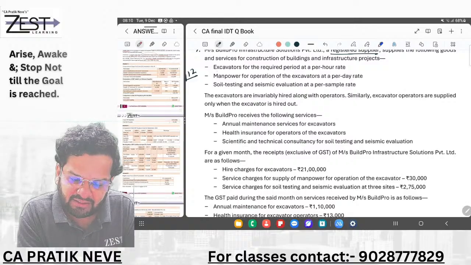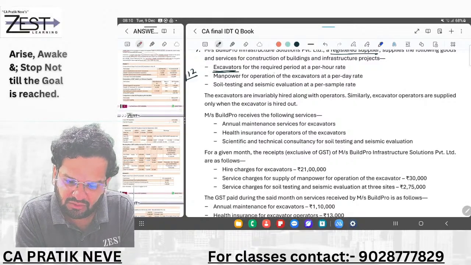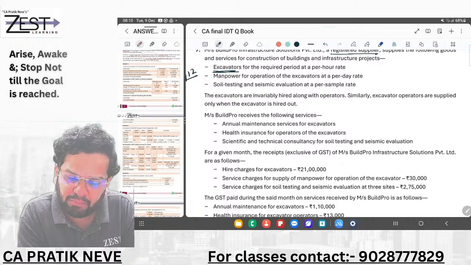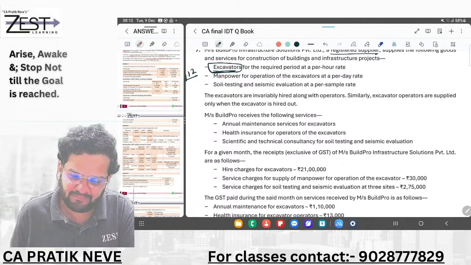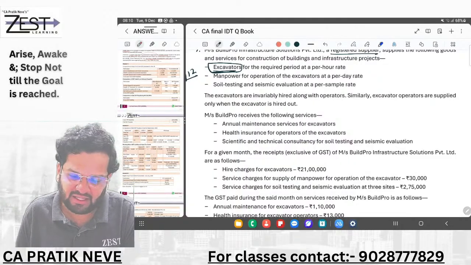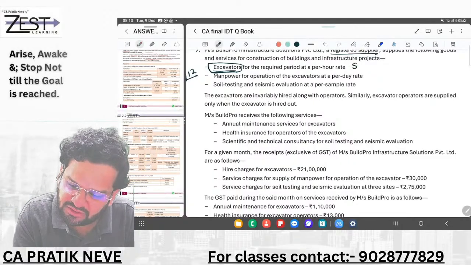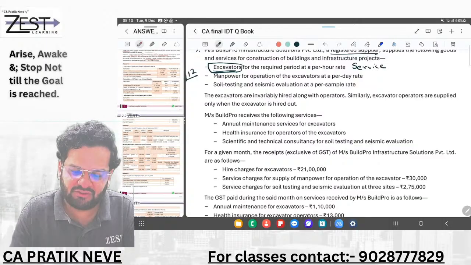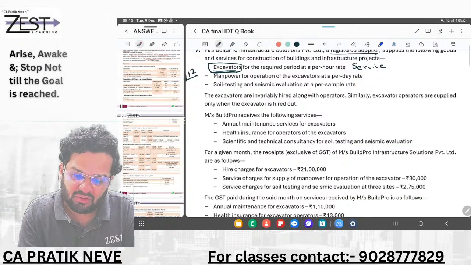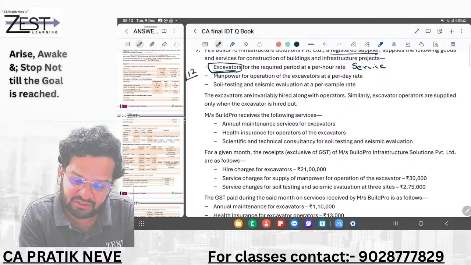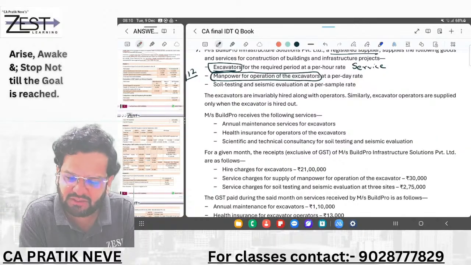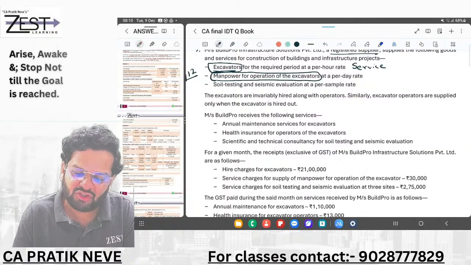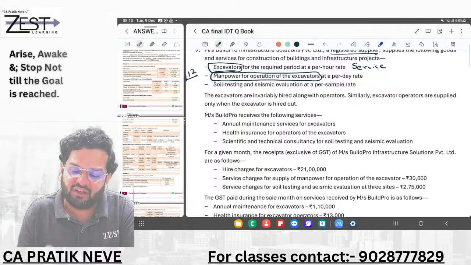First, excavators for the required period at a per hour rate. So they are giving excavators, these machines, these equipments, they are letting out. So this is a service of letting out of excavators. Manpower for operation of excavators is also a service, and soil testing and seismic evaluation at a per sample rate.